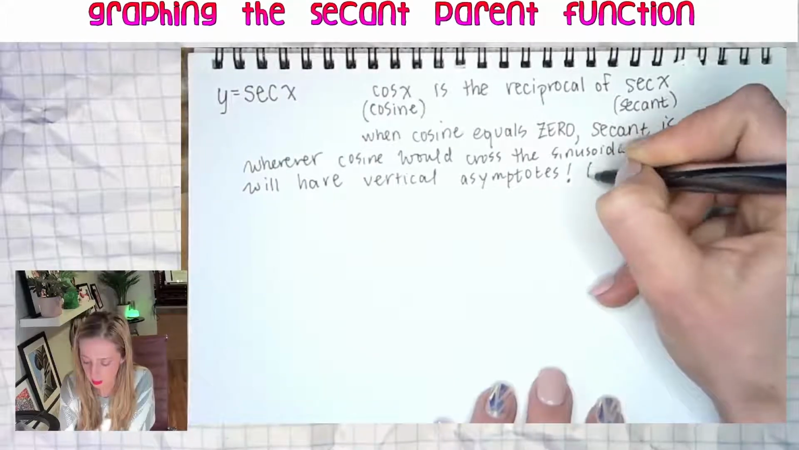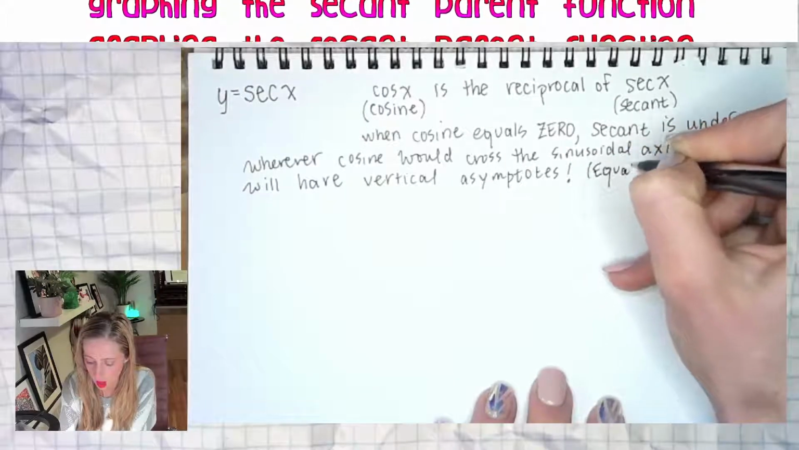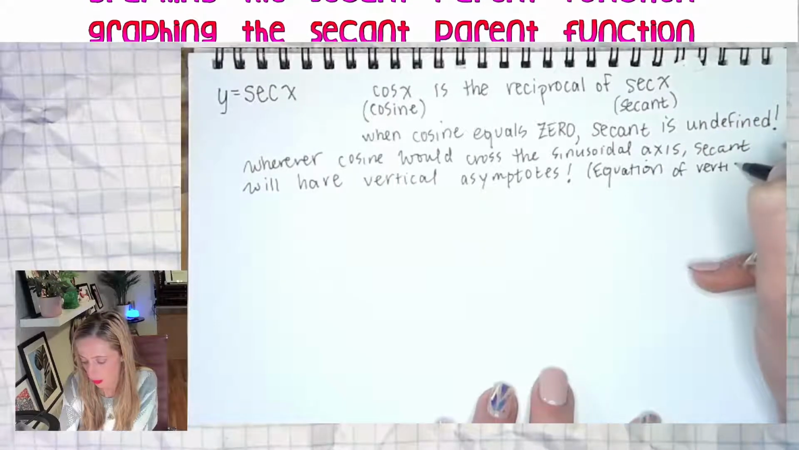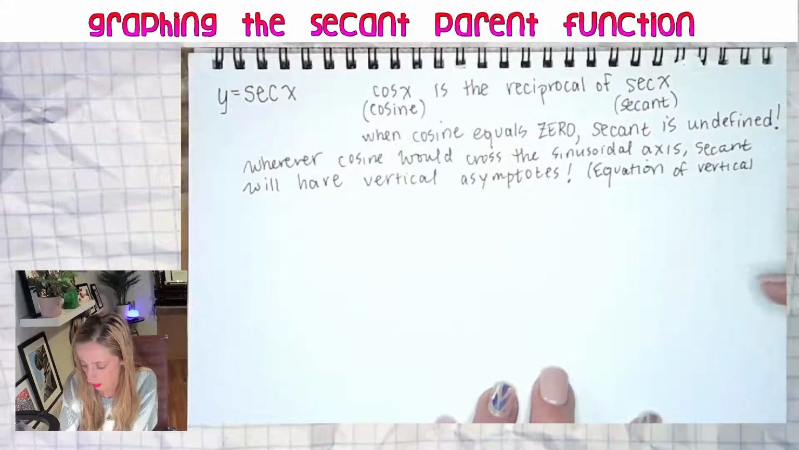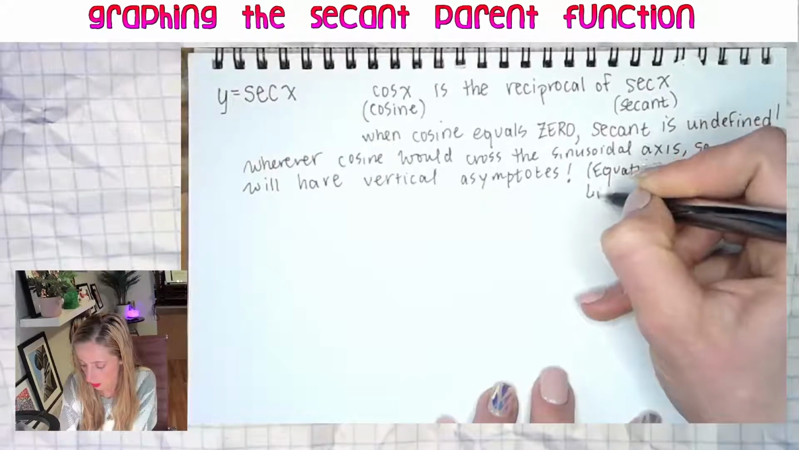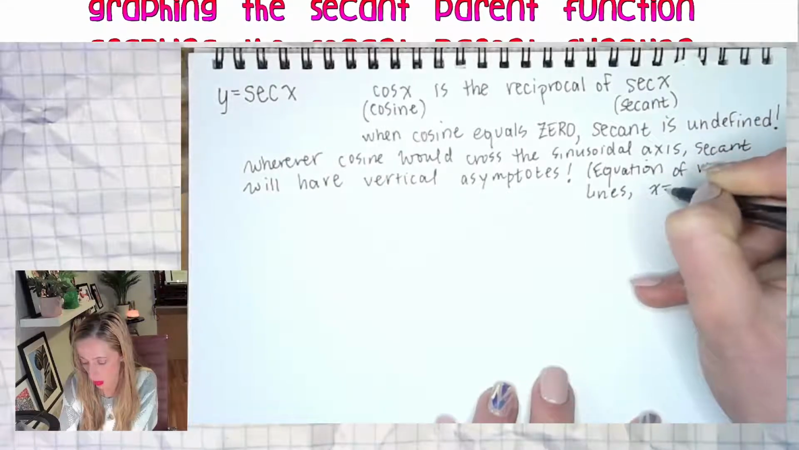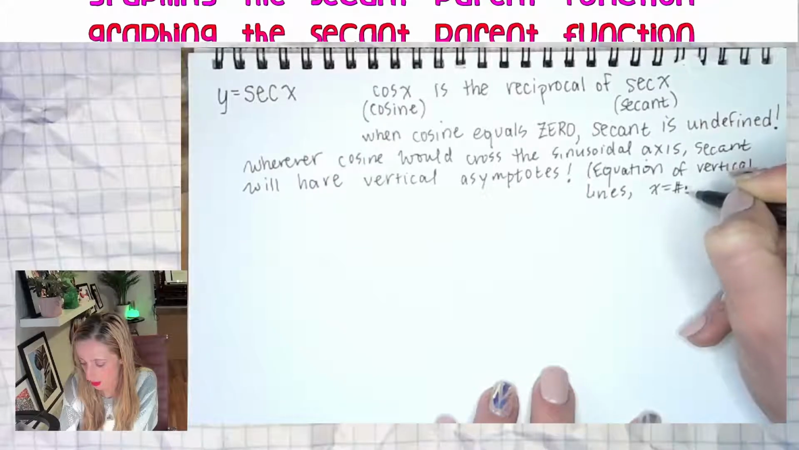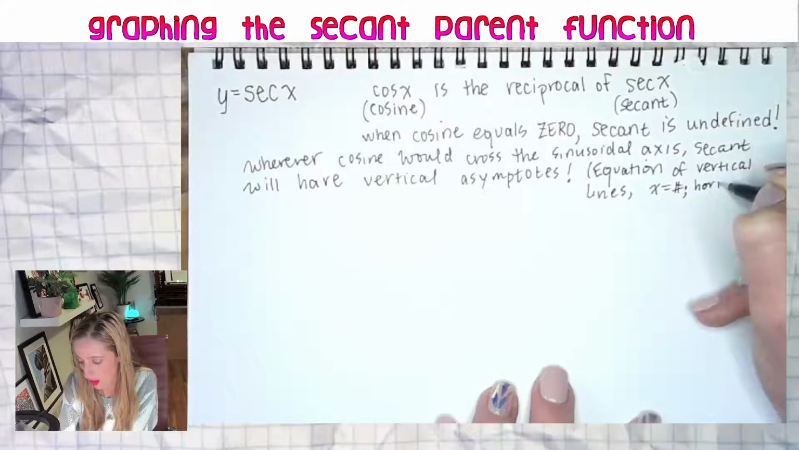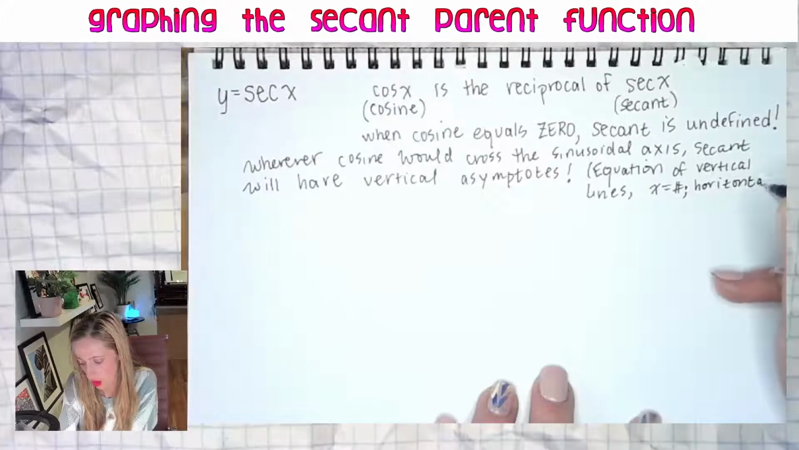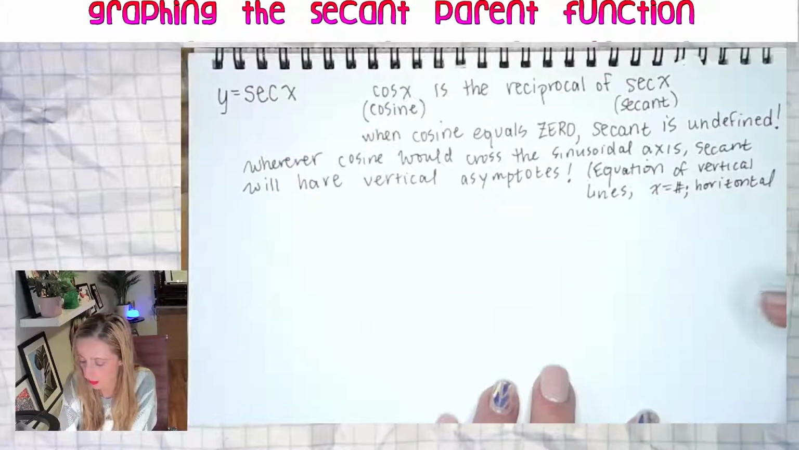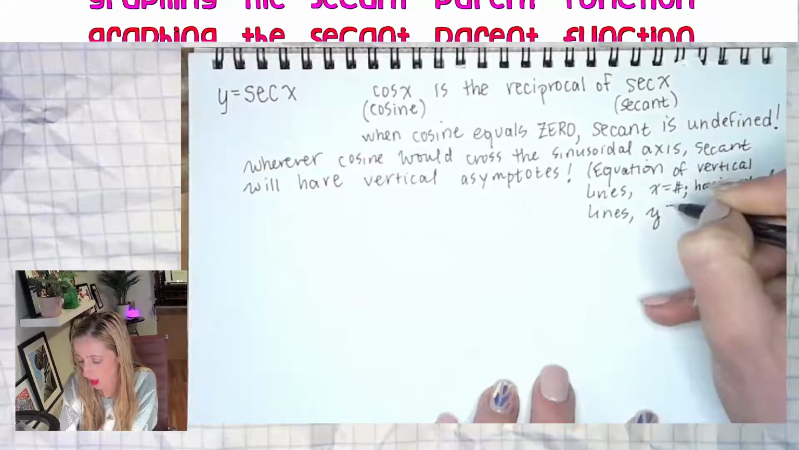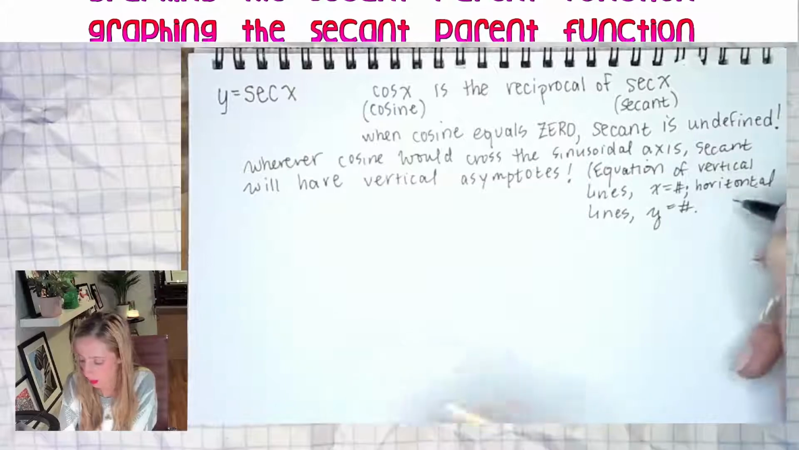The equation of a vertical line, equation of vertical lines is x equals a number, all right? And I guess we could do a semicolon. Horizontal, and we've been doing this, so we should be aware, right? And horizontal lines is y equals a number. Probably could have done that a little better.